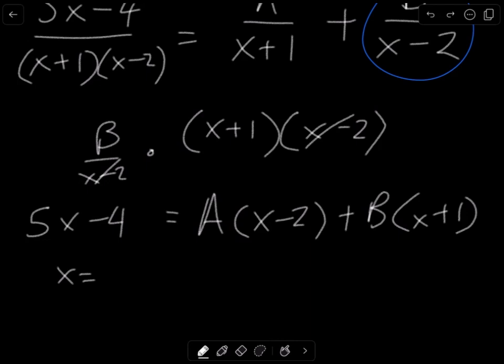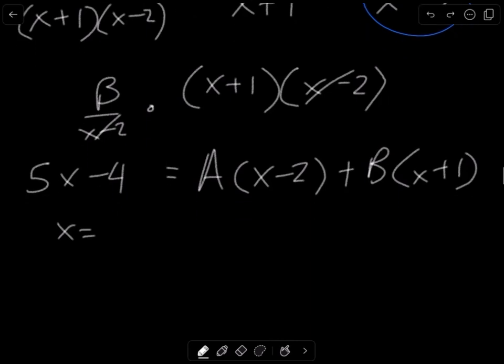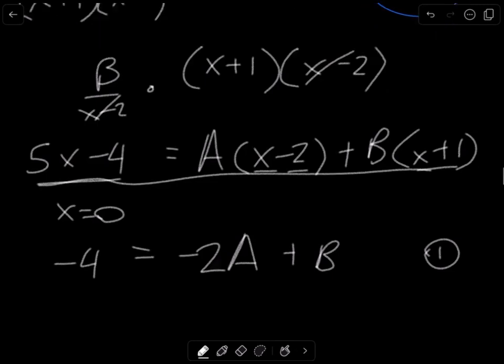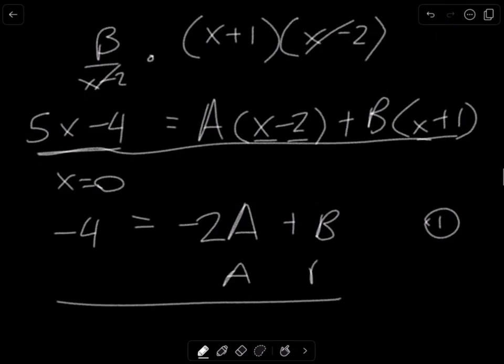So don't just choose x is equal to 0, because if x is equal to 0, work with me, you'll have -4 is equal to 0 minus 2, that's -2a, and then you have 0 plus 1, that's plus b. This is an equation with two variables, so you'll still need to choose x is equal to some other value, maybe x is equal to 1, and get another equation involving a and b, and then you'll have to solve those simultaneously.